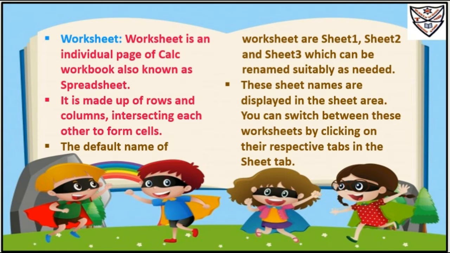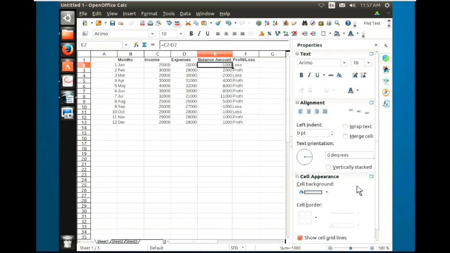Worksheet. A worksheet is an individual page of a Calc workbook, also known as a spreadsheet. It is made up of rows and columns intersecting each other to form cells. The default names of the worksheets are Sheet 1, Sheet 2 and Sheet 3, which can be renamed suitably as needed. These sheet names are displayed in the Sheet tab area. You can switch between these worksheets by clicking on their respective tabs.